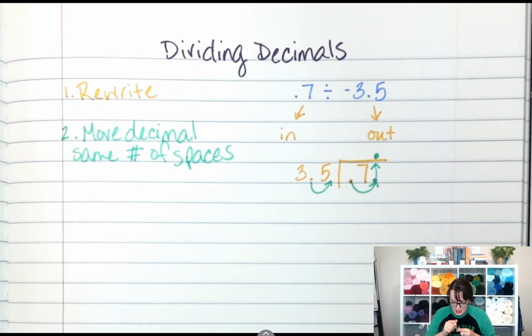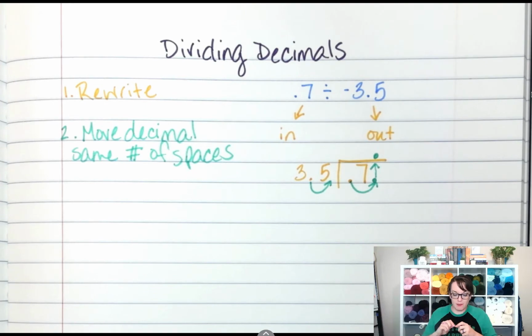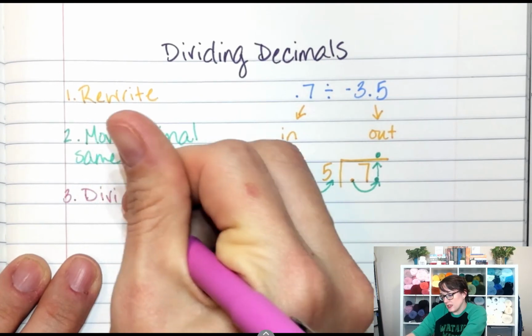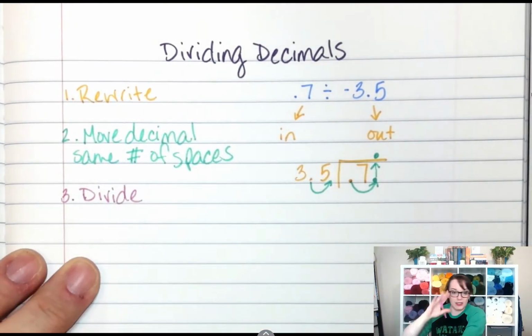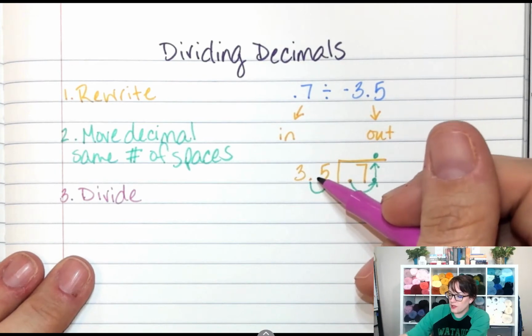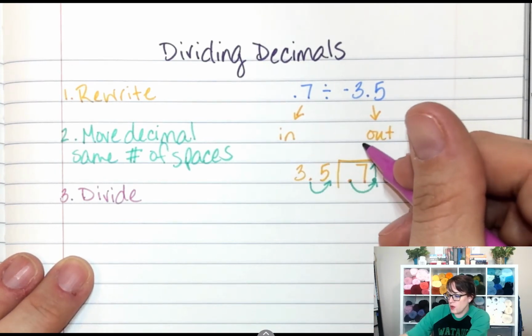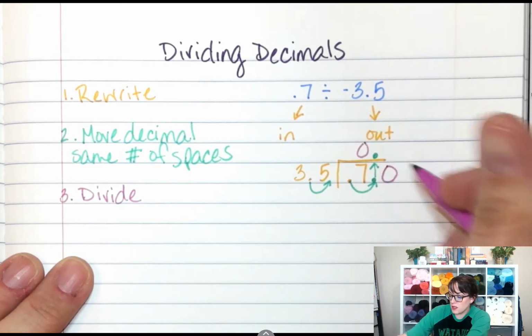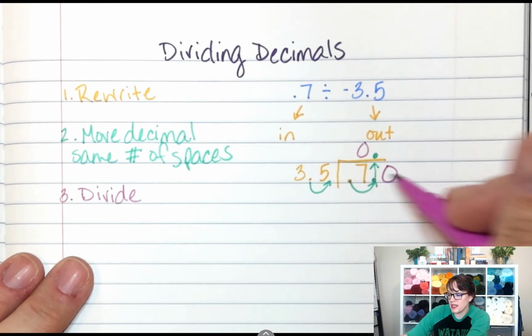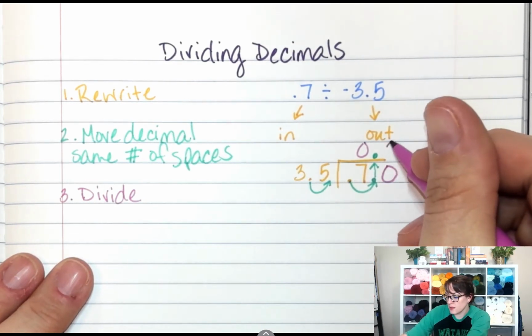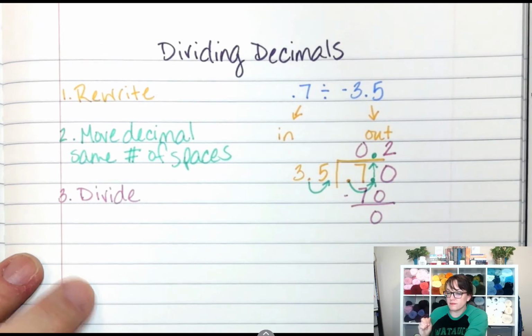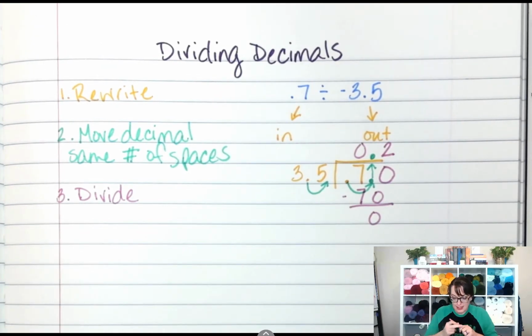All right, next, now it's set up so we can actually work out the problem. So step 3 is going to be to divide our decimals. So step 3, we're going to divide. So can 35 go into 7? No. Can 35 go into 70? If it's no, we're going to add a 0 right here. Yeah, 2 times. 2 times 35 is 70. There we are.